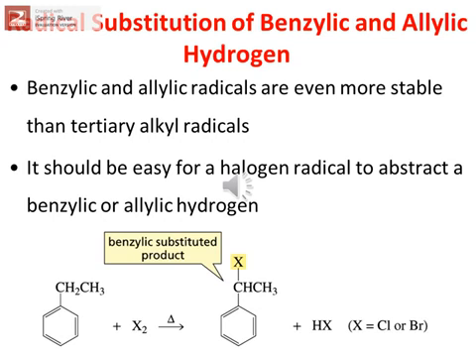When performing the halogenation of ethylbenzene, the substitution will preferably take place at the benzylic carbon. So the benzylic substituted product is the most favored product. Benzylic and allylic radicals are even more stable than tertiary alkyl radicals. It should be easy for a halogen radical to abstract a benzylic or allylic hydrogen through the formation of the more stable intermediate free radical.